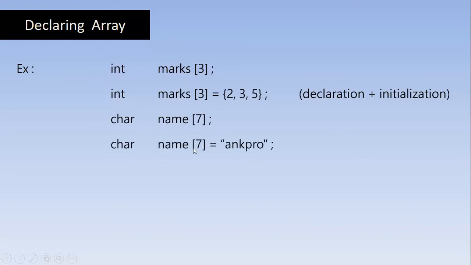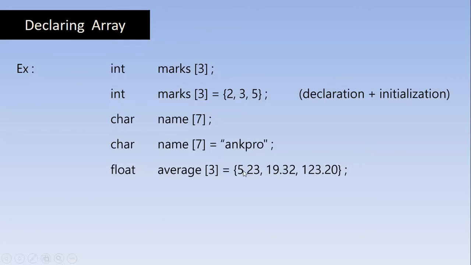So char name of 7, Ankpro is a name having 6 characters, but you can have a maximum of 6 characters in the variable name of size 7. So at the end, one more character will be appended, which is done by the compiler, which is called the null character. Right, so this is one more type of variable of type float.